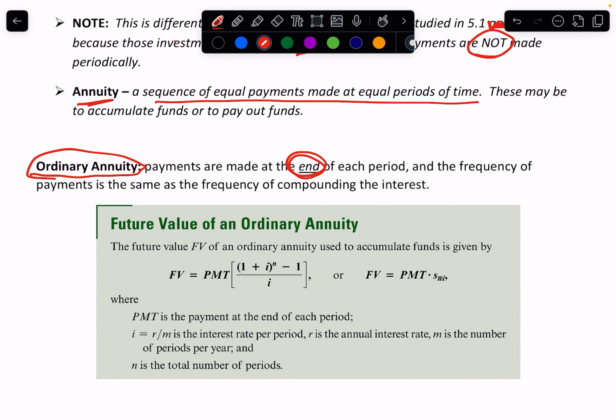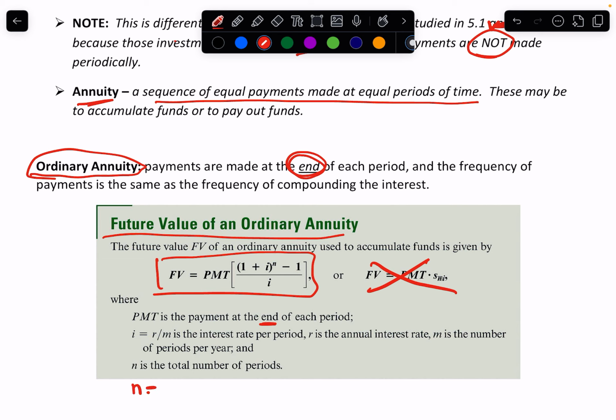So here's the formula for the future value of an ordinary annuity. We're not going to use this one. And again, this is in the formula sheet that you will get for your exams. PMT is the payment at the end of each period. I is R over M, where R is the annual interest rate and M is the number of periods per year, and then N is the total number of periods. A reminder that N is the same thing as M times T, and T is time in years.